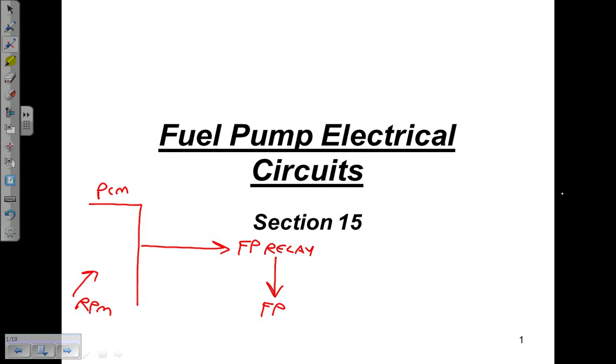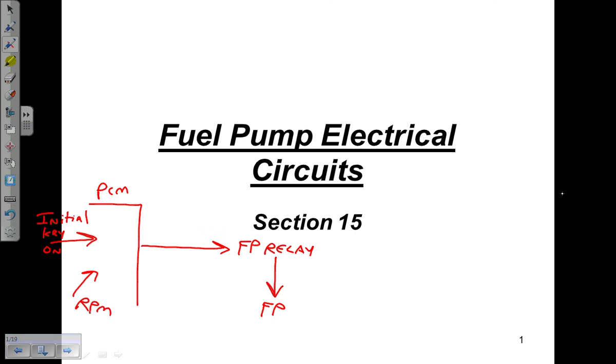The other input that's involved would be the initial key on. We can call this a wake-up signal if you want to. When you first turn the key on, computer comes to life. It's going to run the fuel pump for about 2 seconds. It's known as your prime, and then shuts the pump back off until we receive an RPM signal.